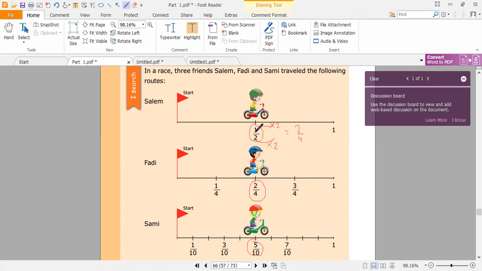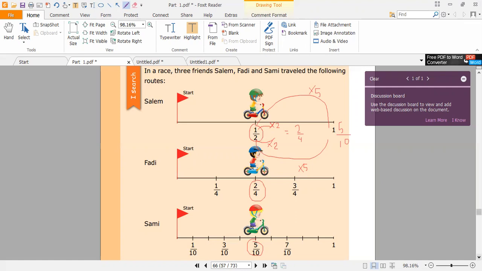Now 1 over 2, if I multiply the numerator by 5, I'm going to multiply the denominator by 5. So 1 times 5 is 5 and 2 times 5 is 10. Now, can you understand why I said before that 1 over 2 equals 2 over 4 equals 5 over 10? This is the equivalent fraction. So equivalent fractions have the same value but different numerator and denominator.